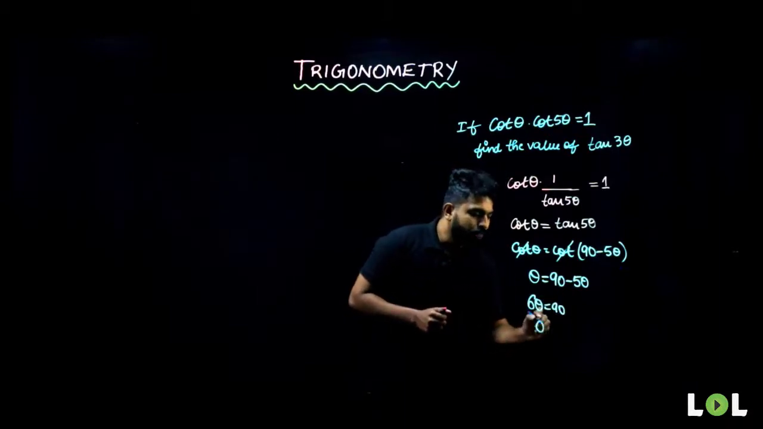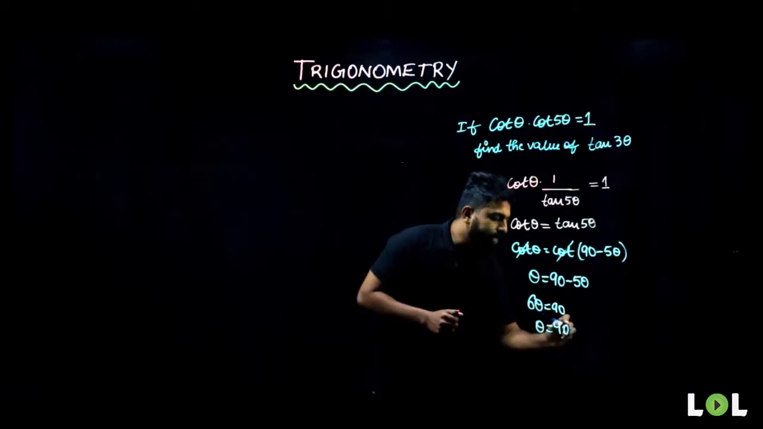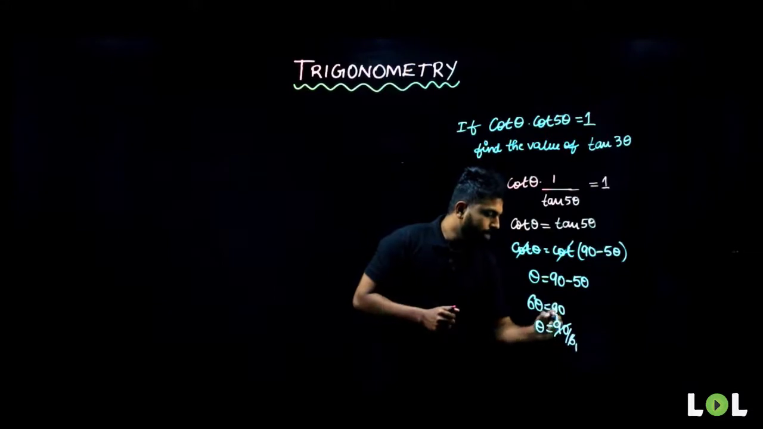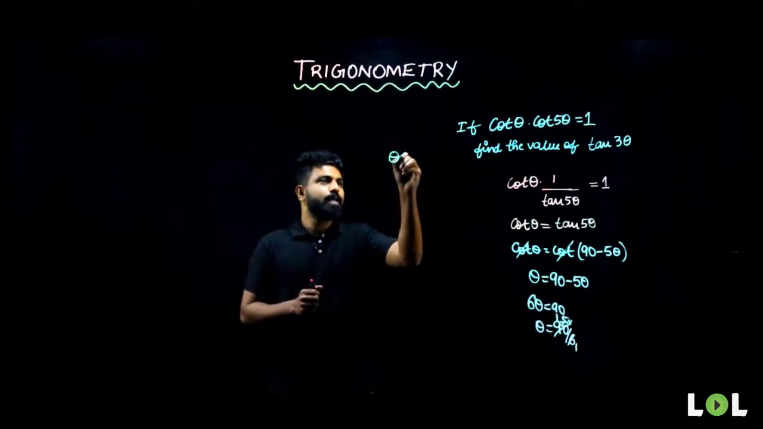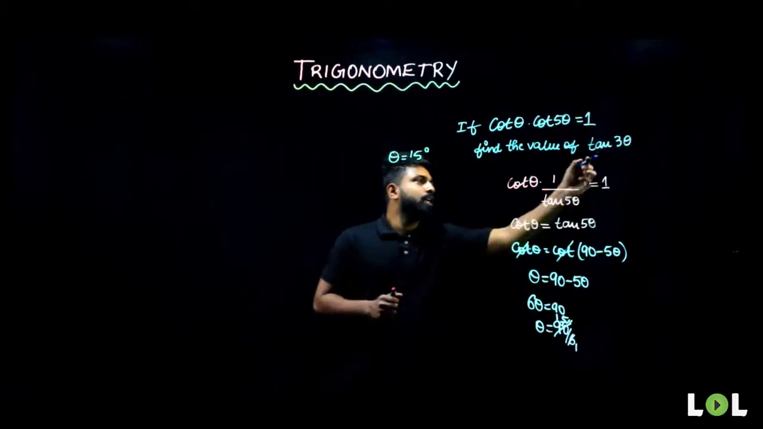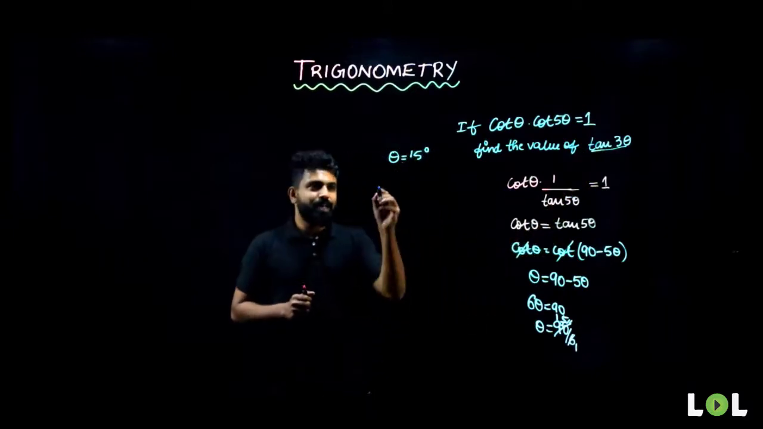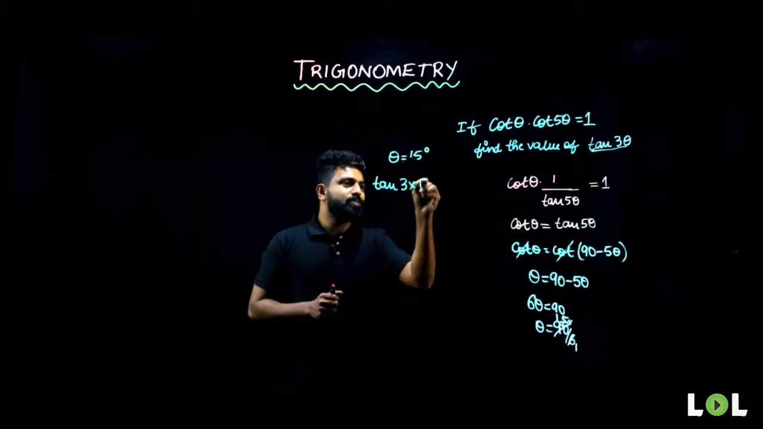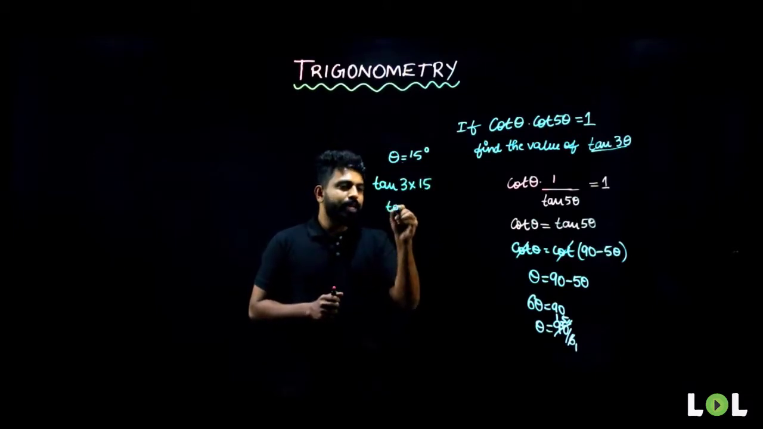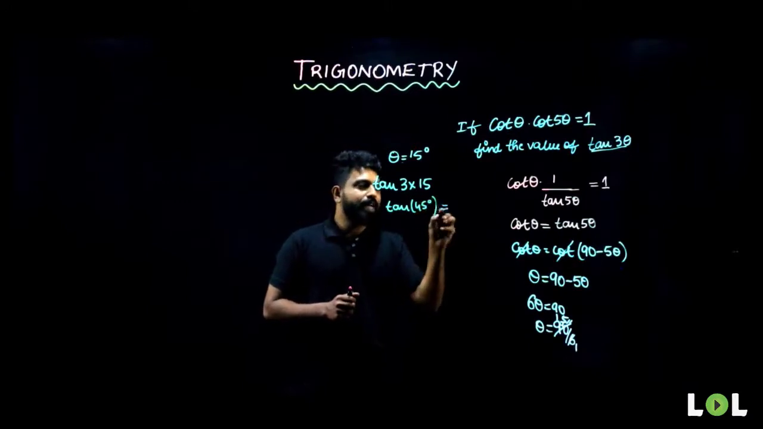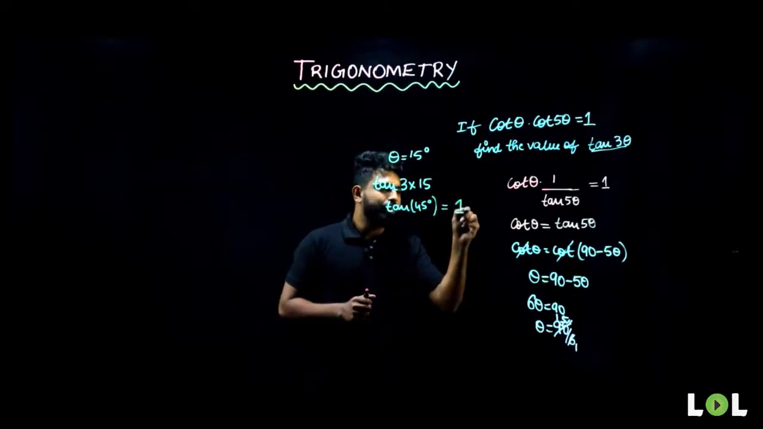So what will be the value of theta? Theta will be equal to 90 divided by 6. 6 times 1 is 6, remaining 3, 6 5 times. So the value of theta will be 15 degrees. Now what are they asking to find out? They are asking us to find the value of tan 3 theta. So we need to find tan 3 times theta, that is 15 degrees. So it will be tan of 45 degrees. What is the value of tan 45 degrees? Tan 45 degrees is nothing but 1.